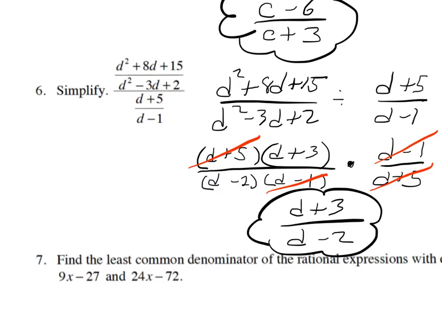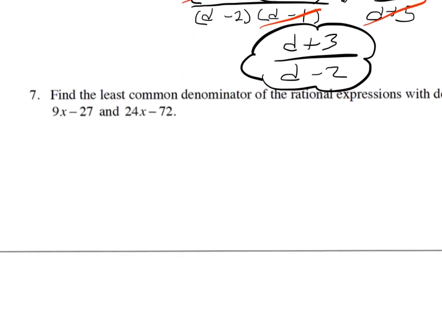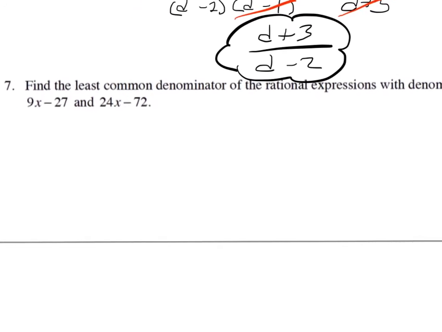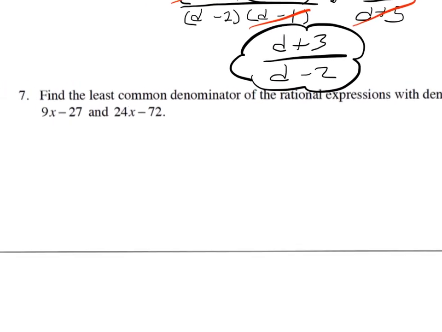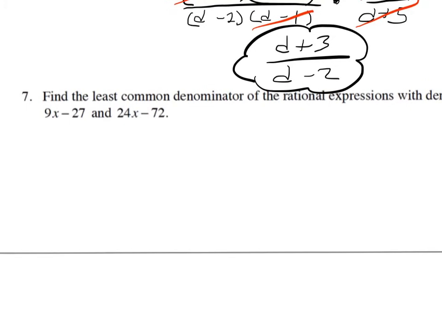Okay, question number 7 is asking us to find the least common denominator. So let's go ahead and find it on this problem. How about green? Okay, let's take 9x minus 27. How does that factor? First ask yourself, does it have a common factor? Yes, it does: 9. Factor out the 9. What do you have left? An x minus 3.